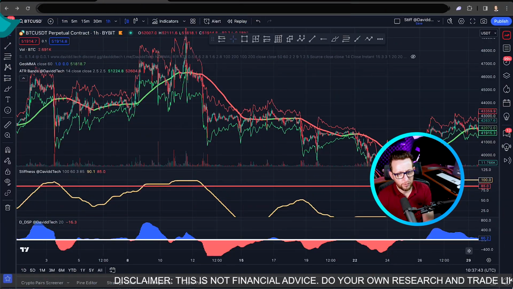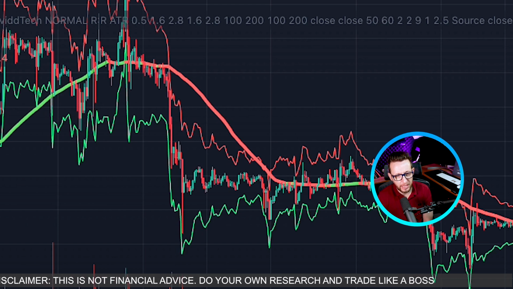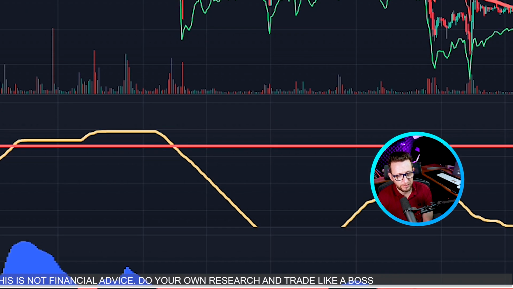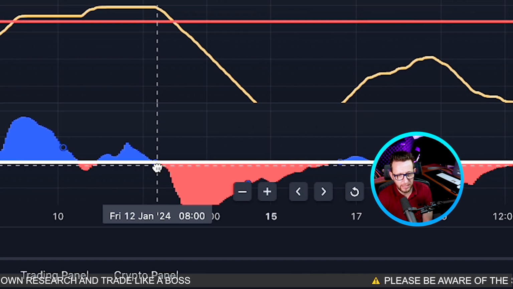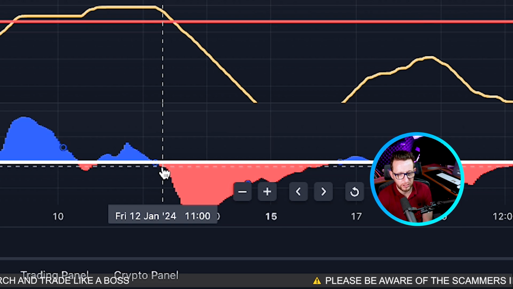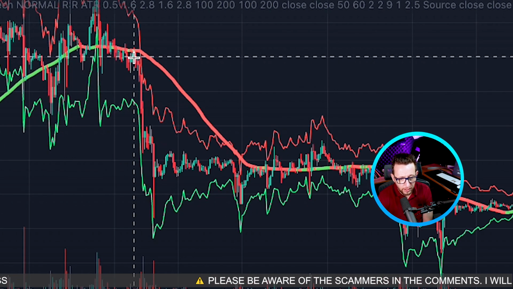We're looking for a short. We're looking for the Geo MMA to be in the red. We're still looking for the stiffness movement to be above that red line. We're looking for the DSP to be in the red, just like this here. Would have been an absolute perfect entry just here. So we're going to be shorting from this candle just here.